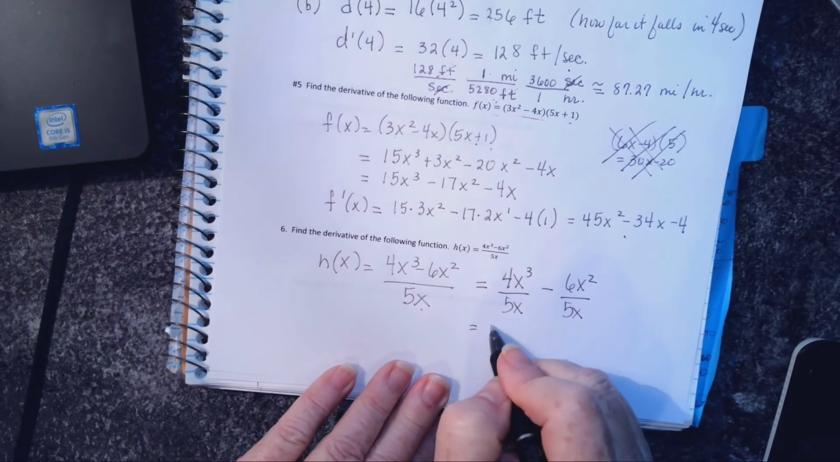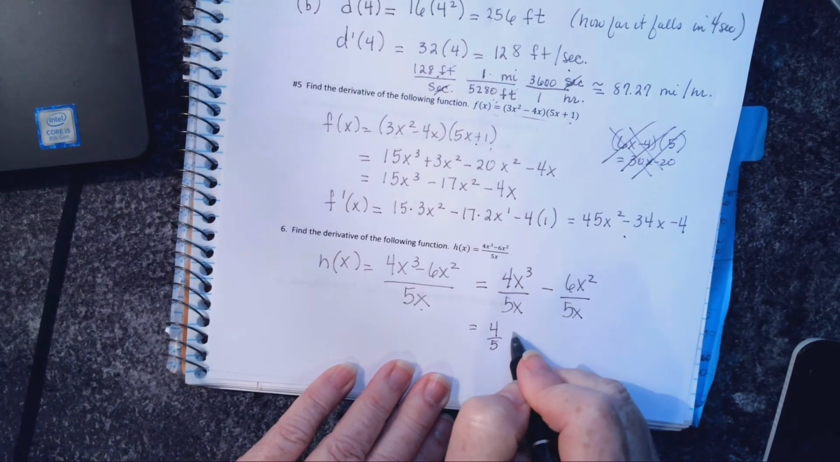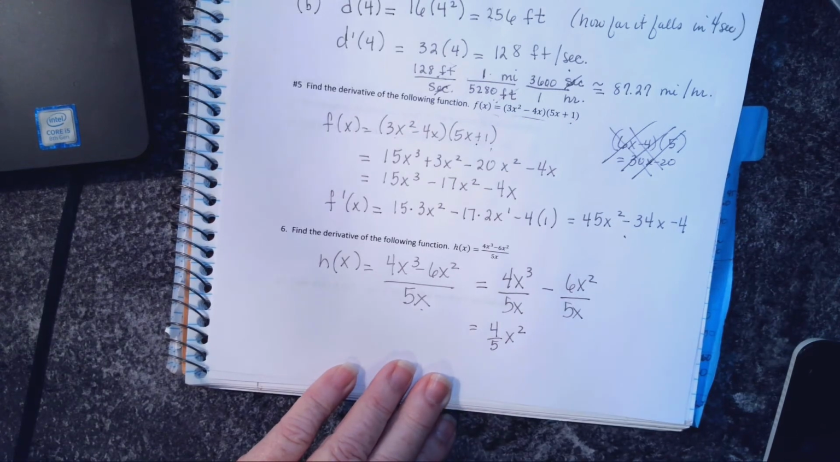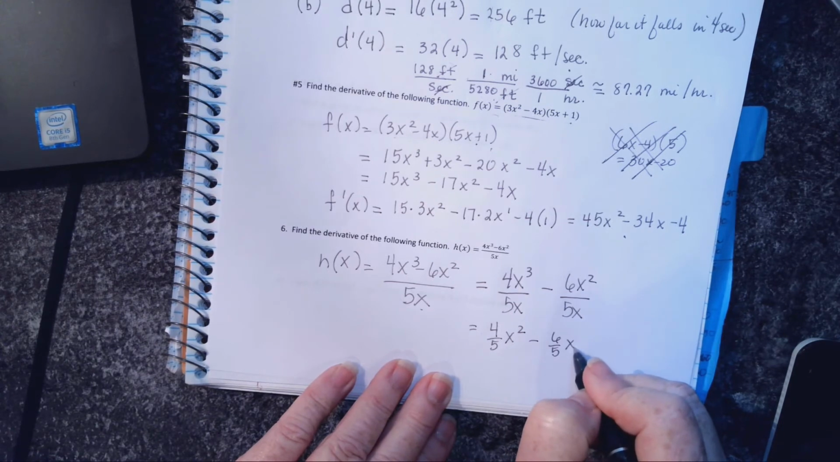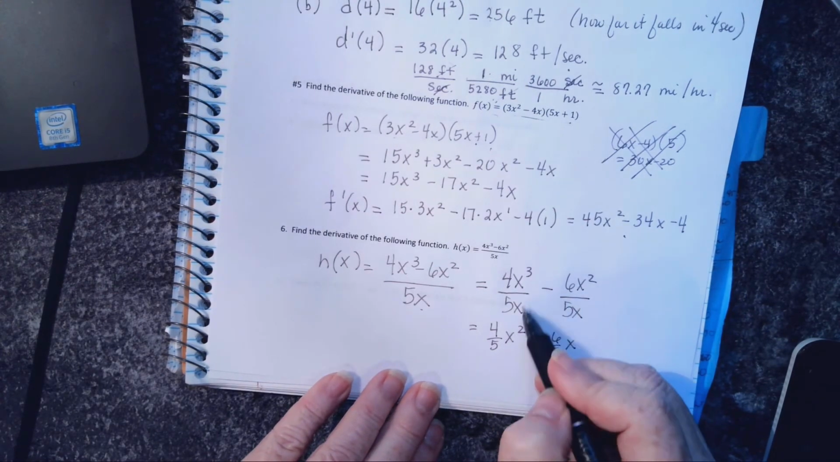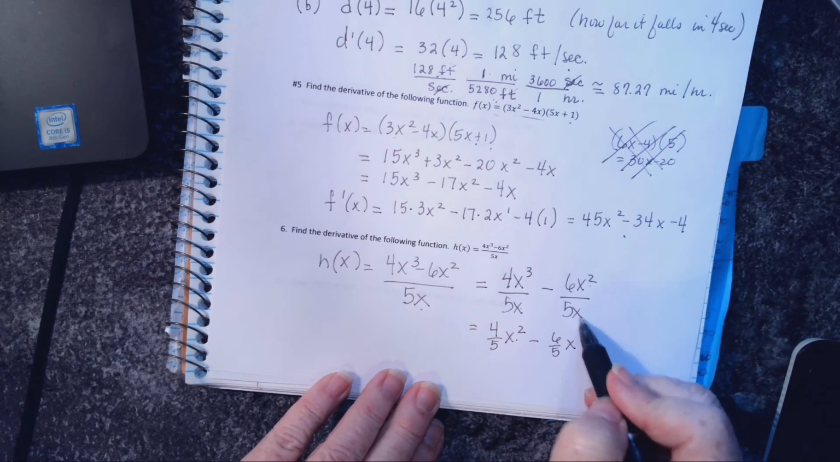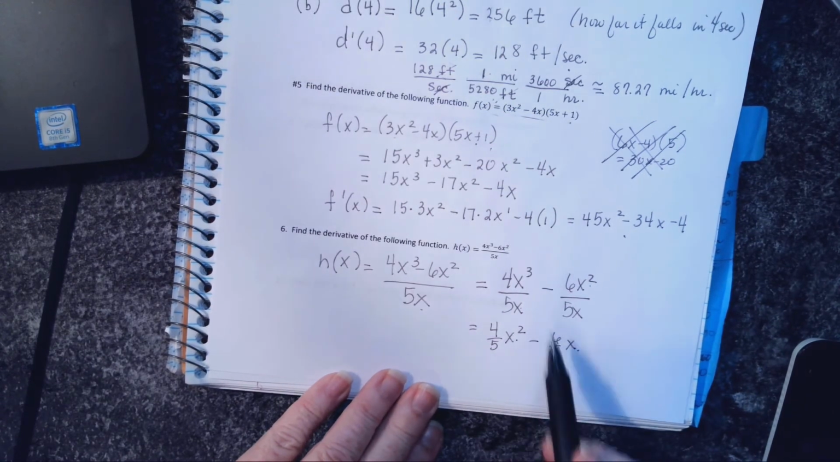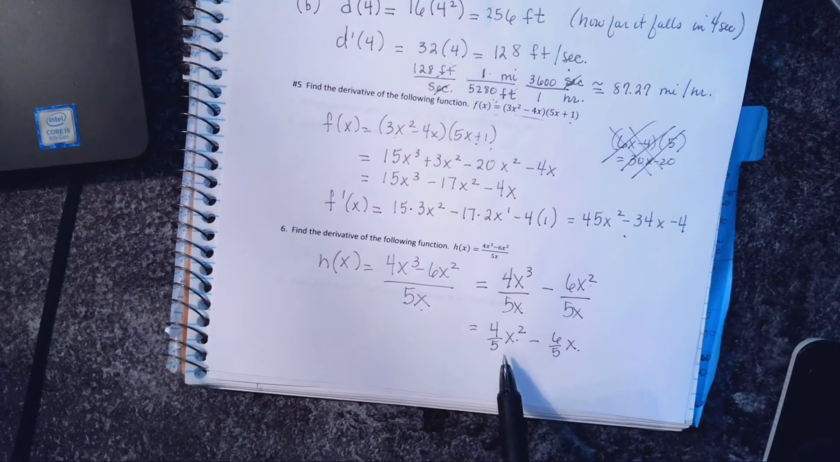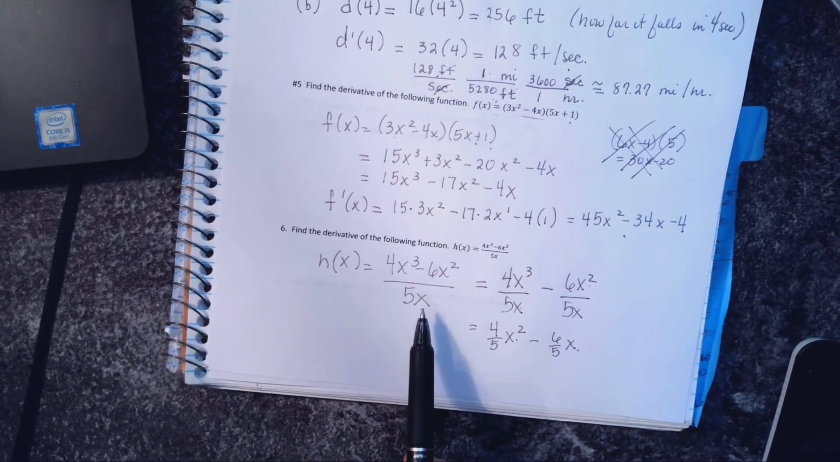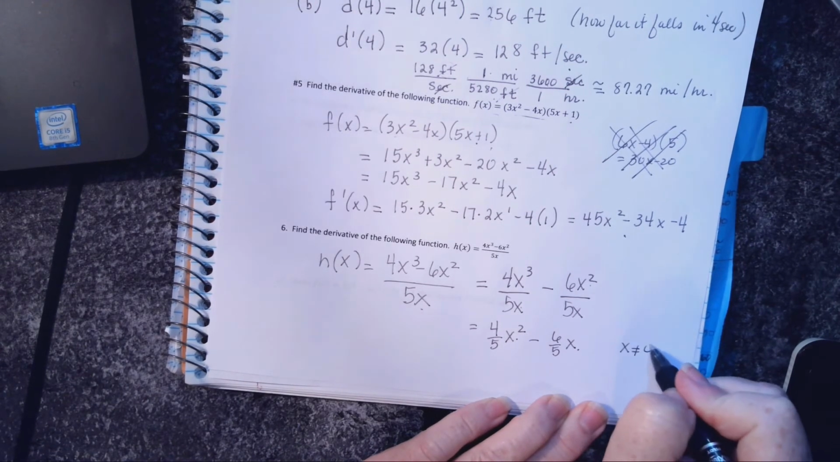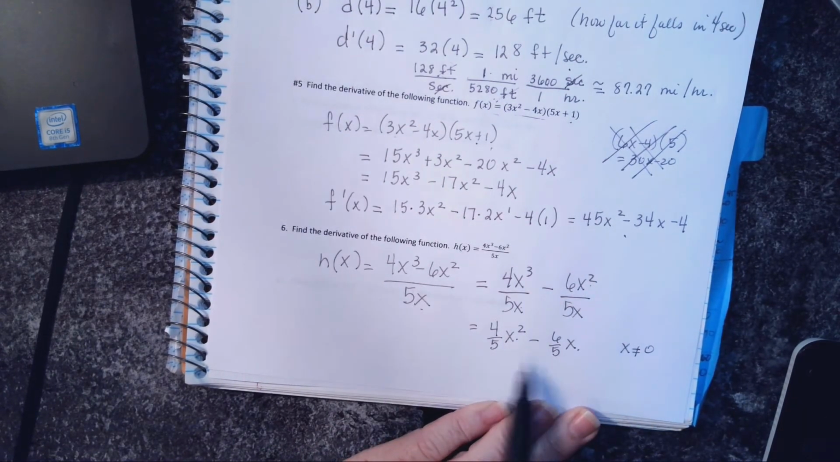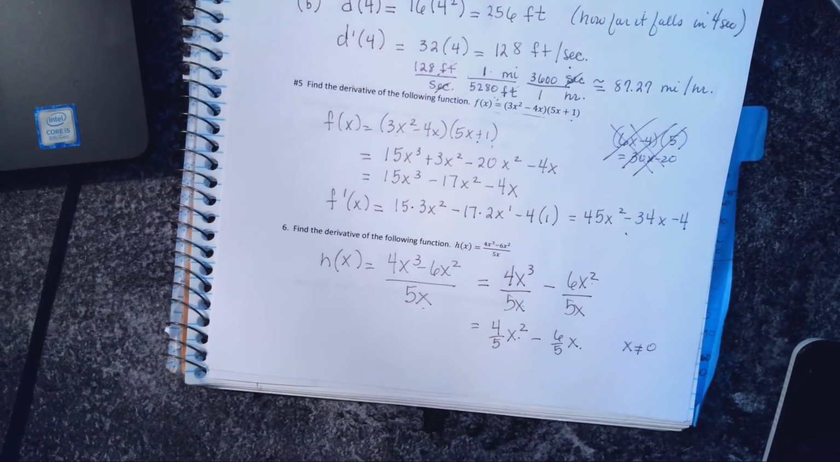which would be 4/5 x squared minus 6/5 x, because x cubed divided by x is x squared, and x squared divided by x is x. Now notice when we did this simplification, we lost the fact that x cannot be 0. So I'm going to write out here that these functions are equal as long as x is not 0, because once I canceled that x out of the denominator, that doesn't show up anymore.